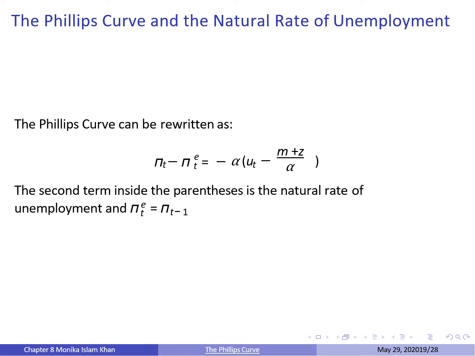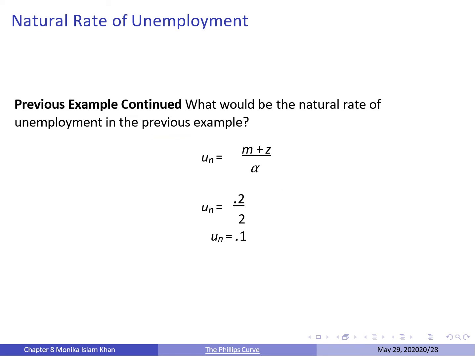The expectations-augmented Phillips curve can be rewritten to look like this equation. I will upload a picture to show the steps of how we reach this equation. But for now, look at the second term here in the parentheses. This is your natural rate of unemployment from before. Using the formula for the natural rate of unemployment, we can calculate the natural rate of unemployment for the previous example. And it comes out to 0.1 or 10%.